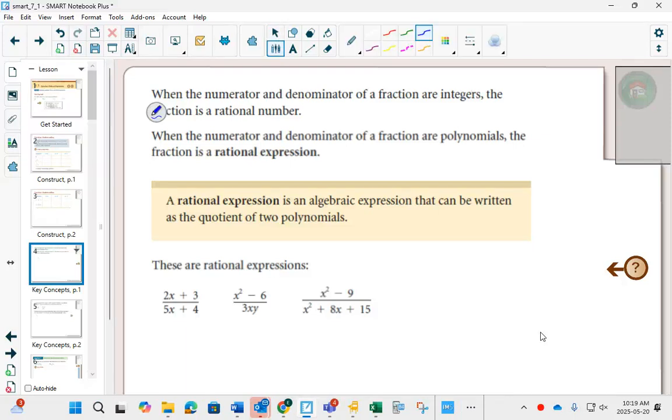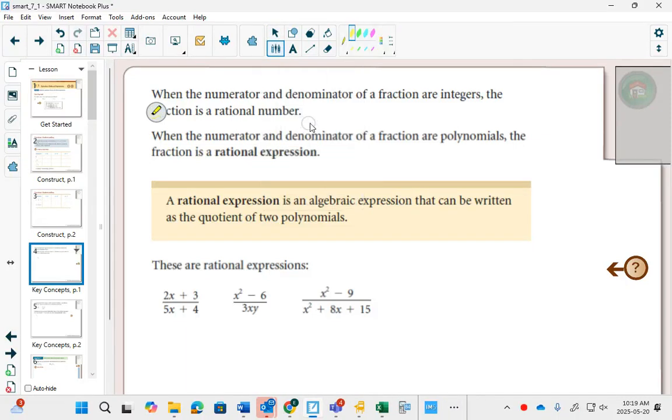Take out your highlighter, and we are looking at, in this unit, rational expressions. Rational expressions is the quotient, here we go. A rational expression is an algebraic expression that can be written as the quotient of two polynomials.